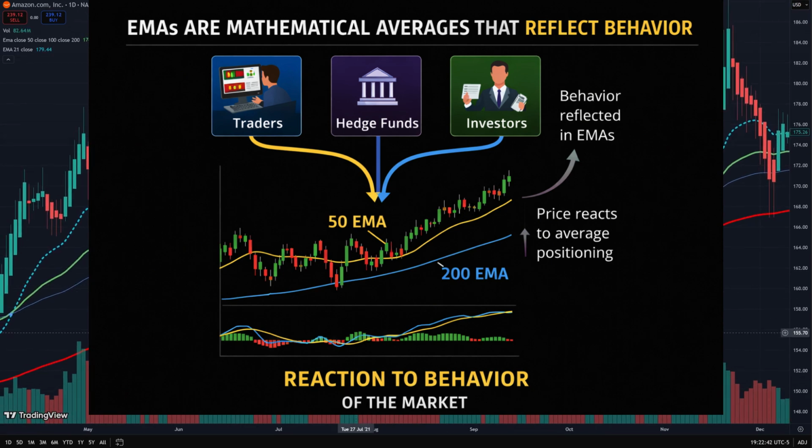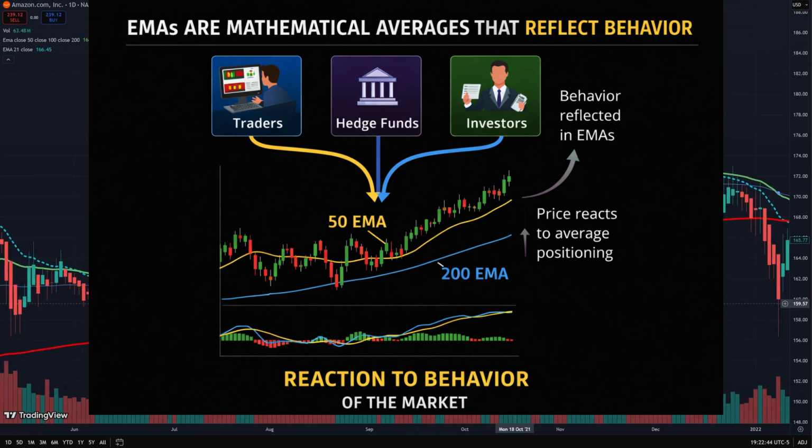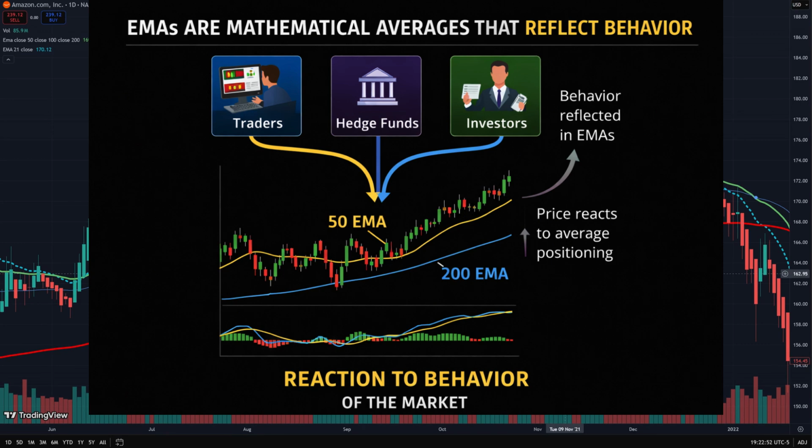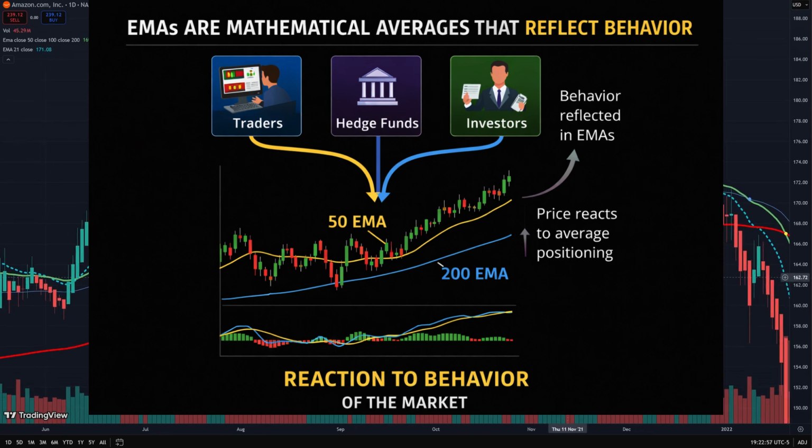These participants often follow predefined rules that reference moving averages to decide when to increase exposure, reduce risk, or rebalance portfolios. For example, an institutional risk model may reduce equity exposure when prices fall below a certain moving average, or increase exposure when prices remain above it. Similarly, hedging strategies often adjust dynamically as price approaches or moves away from key EMAs. As these actions occur, they generate real buying or selling pressure in the market.